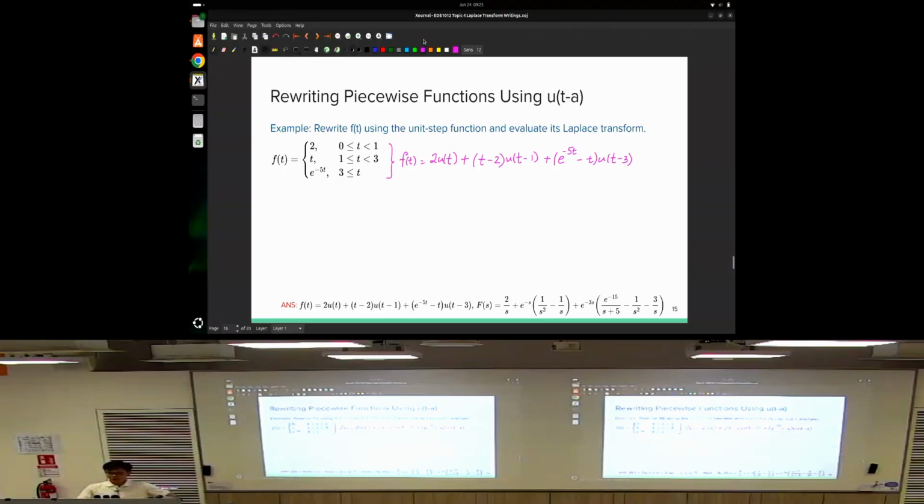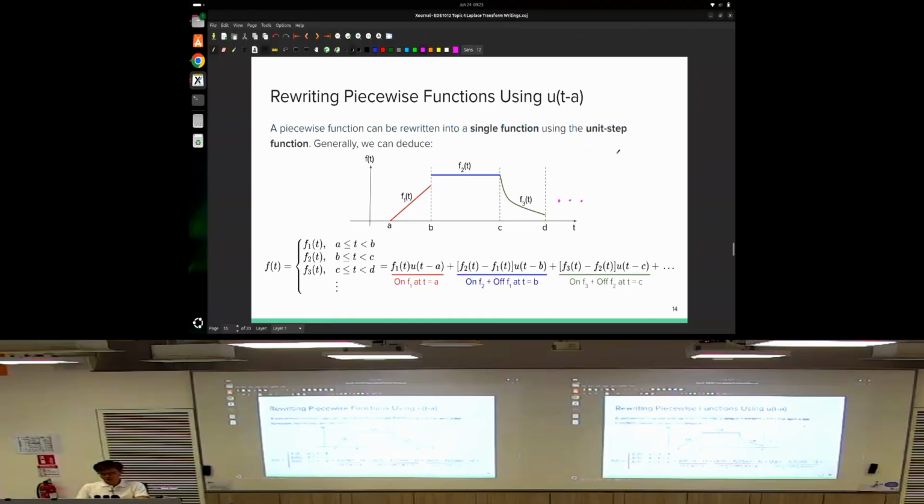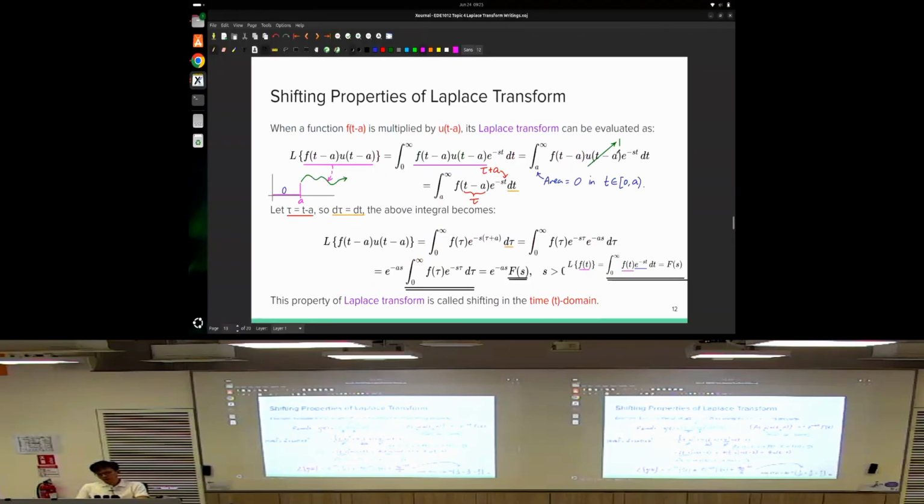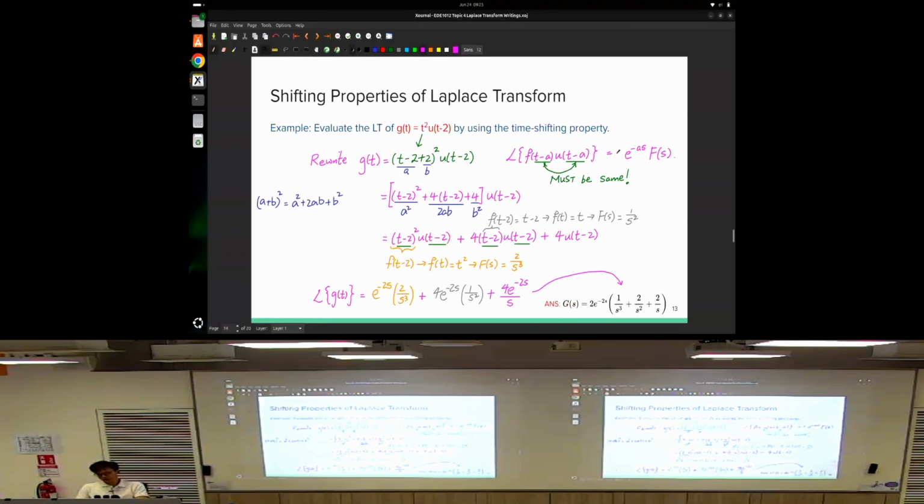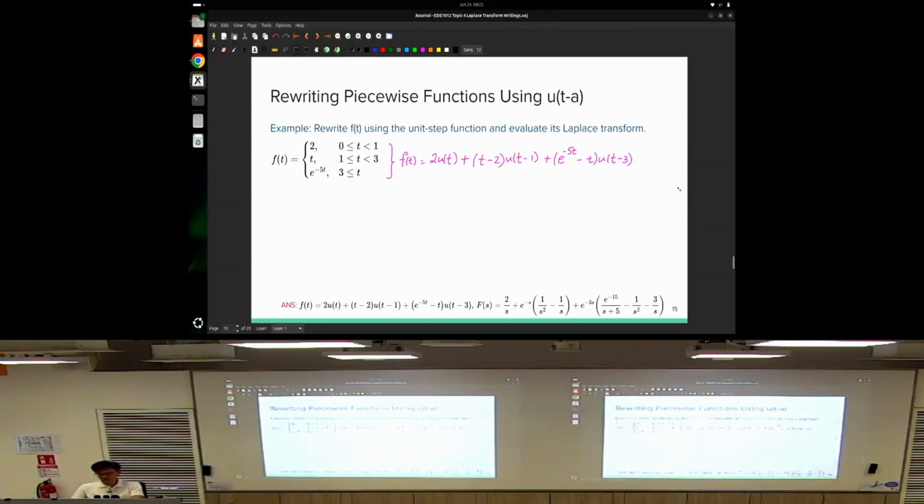So now what do you notice? You notice that the t minus 2 here doesn't agree with the t minus 1 here. Then this one, e to the minus 5t, the t here, this one t minus 3. So cannot, because your shifting property is actually this. I mentioned here, you must make the argument the same. T minus a, this one must be the same. So therefore, you got to rewrite it into the t minus a form for all terms.